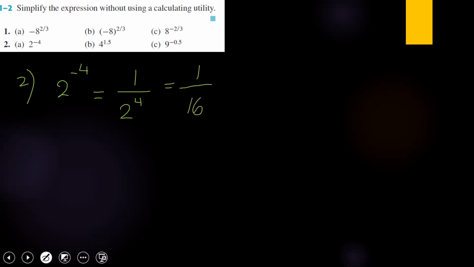2 to the power negative 4. How can I rewrite it now? 1 over 2 to the power 4. I write the reciprocal of 2, which is 1 over 2, and the inverse or the opposite of negative 4, which is 4. Then the answer is 1 over 16. Now B.